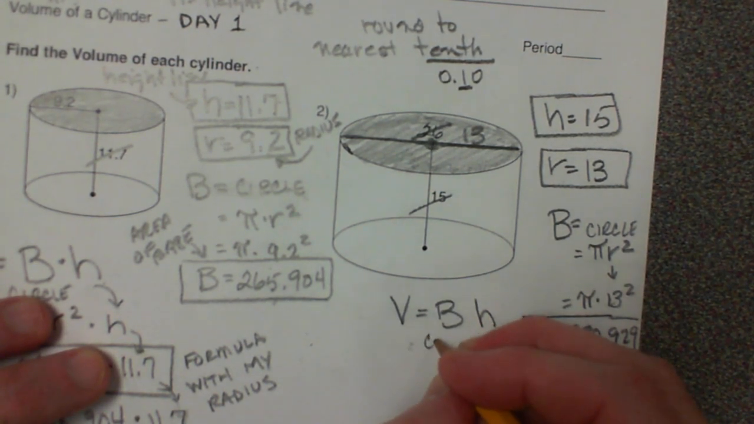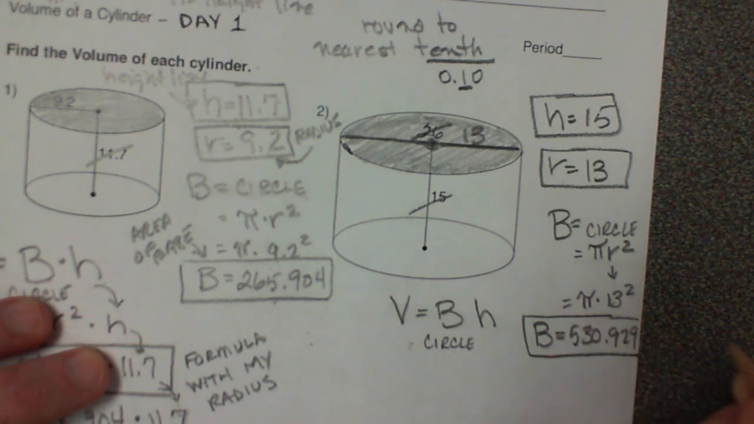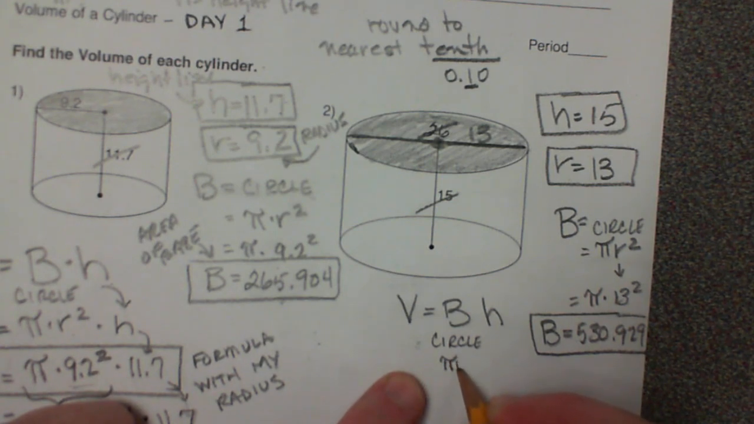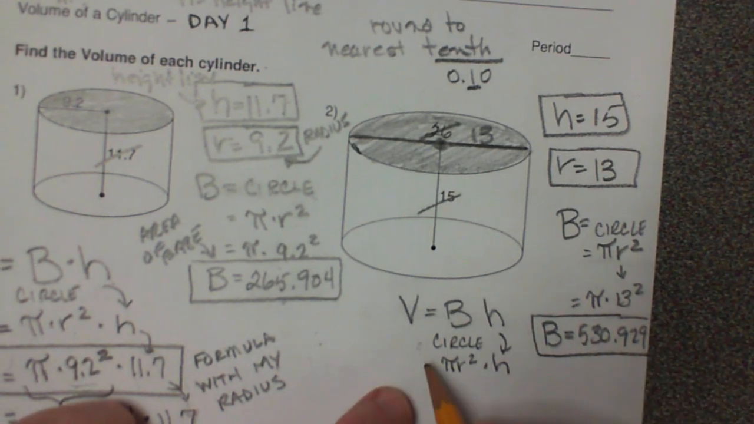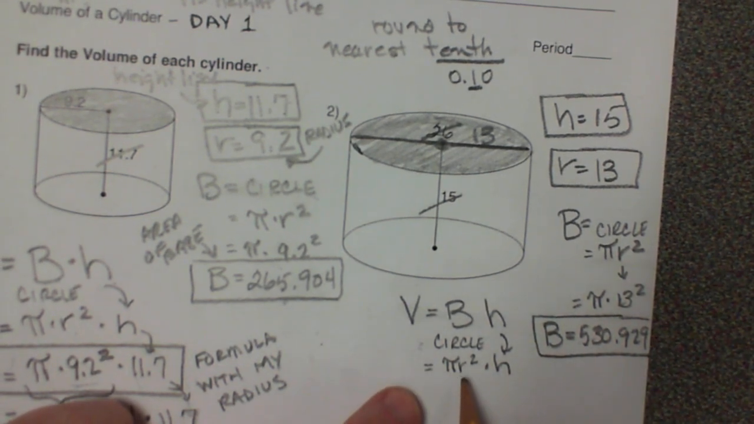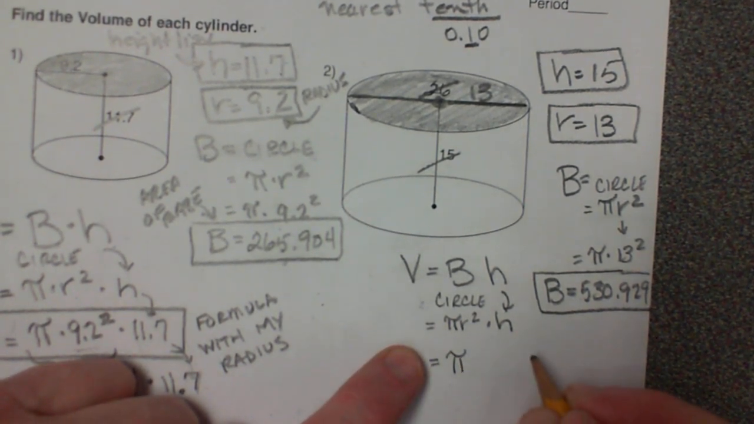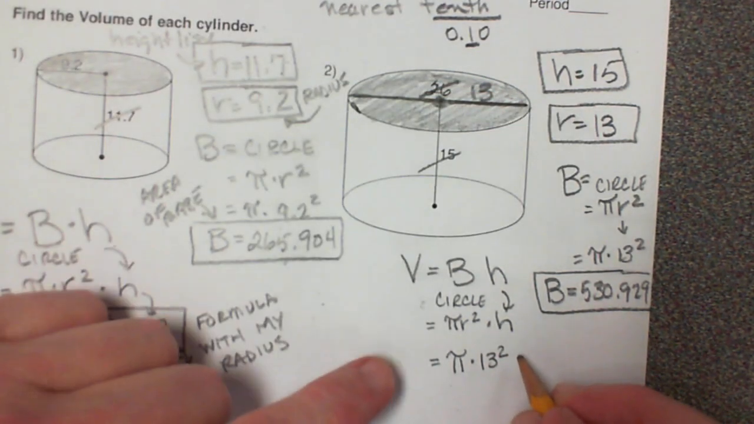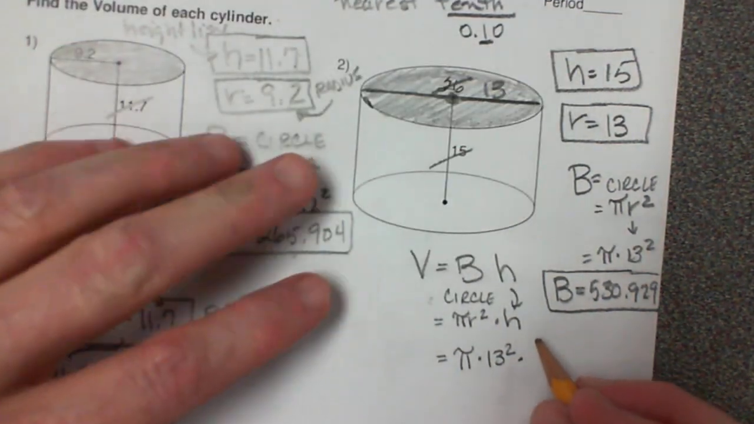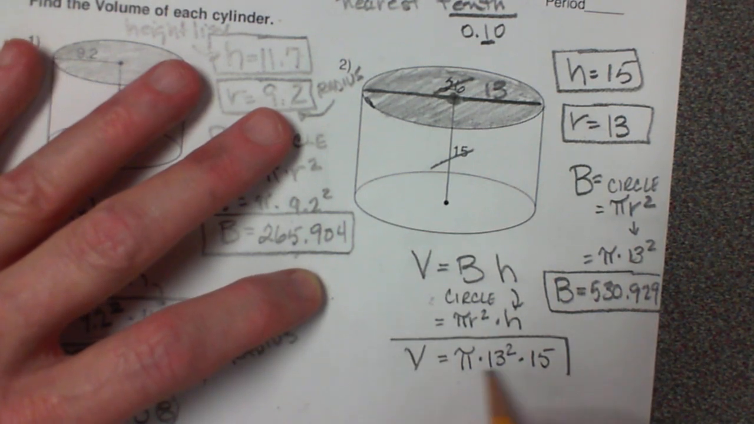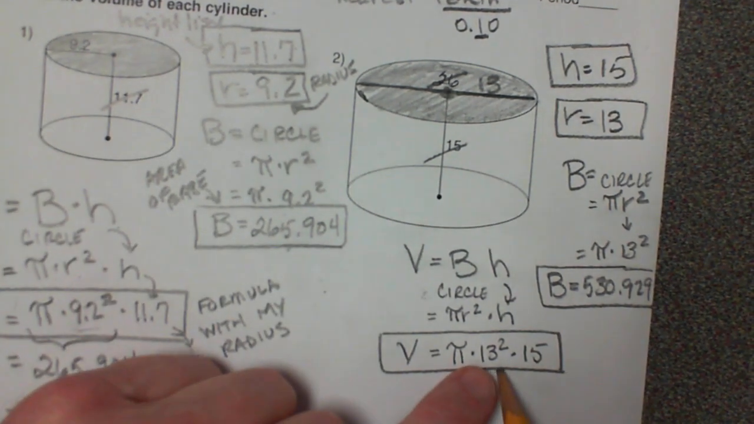Let's write the name of the shape of the base, circle. And let's write the formula, pi r squared, and this time we're going to bring in our height line, h. This is important because our next answer is taking the radius and putting it into the formula properly. Pi times 13 squared, which is my radius. Now I bring in my height line, 15. Okay, this is your fourth answer, the formula with my radius in there properly.